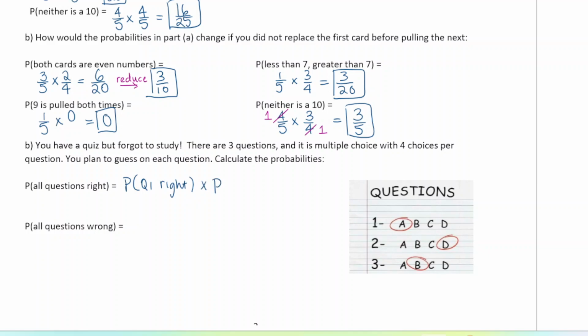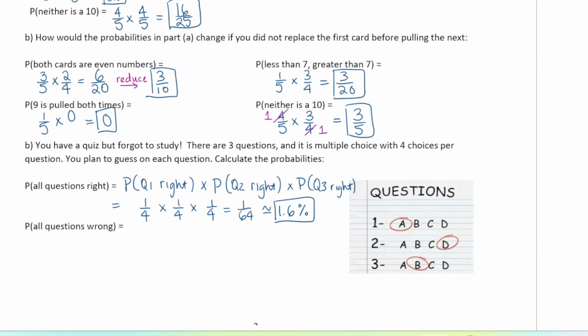So 3 things need to happen here. Then we get the question 2 right. And then we need to get question 3 right. So chances I get the first question right would be 1 out of 4 because there's only 1 correct answer out of the 4 possibilities. Probability I get the second question right is also 1 out of 4 and then 1 out of 4. So this is 1 out of 64. 4 times 4 times 4 is 64. This is a really small percentage. It's about 1.6% chance. For only a 3 question quiz, that's pretty small chances of getting all 3 questions right.